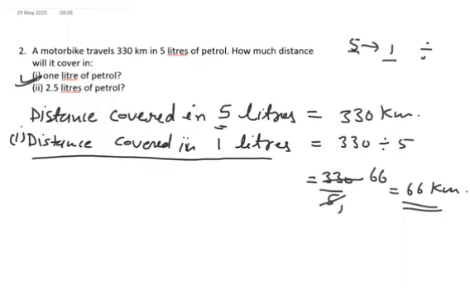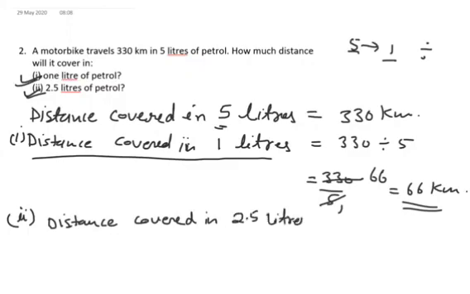Then in 2.5 liters of petrol, you have to tell the distance. So distance covered in 2.5 liters is equal to, distance in 1 liter is 66. Now just multiply the distance covered in 1 liter, which is 66, into 2.5, and tell me the answer. 66 into 2.5, beta.